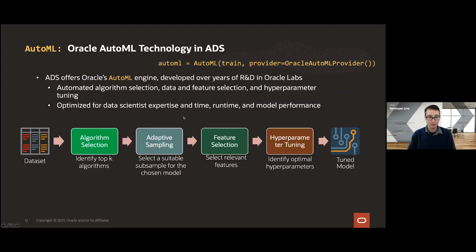As Nupur showed, we also support the AutoML training engine. AutoML covers all the four key steps you would expect to see in an AutoML engine, from algorithm selection to adaptive sampling. You can think of adaptive sampling as selecting the proper number of rows in your dataset, if you think of it in a tabular format. Feature selection will target the columns in your dataset, so how many columns you should put into your model. And then the last step is the hyperparameter tuning step, where for a particular algorithm that AutoML selected, it is going to try to find the optimal hyperparameters for that algorithm. At the end of this pipeline, you get a tuned model for your dataset.